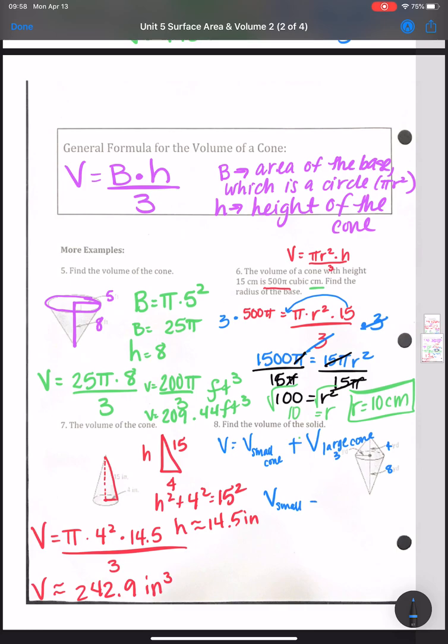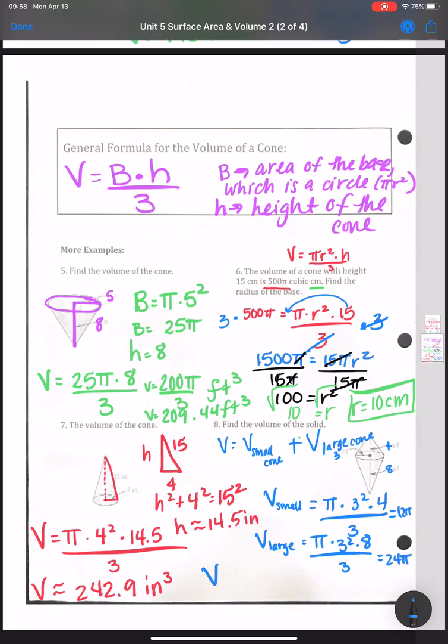So the volume of the small cone is pi times 3 squared times 4, and then I'll have to divide that by 3. So 3 squared is 9. 9 times 4 is 36. And 36 divided by 3 is 12. So this simplifies to 12 pi. The volume of the large cone is pi times 3 squared times 8 divided by 3. Again, 3 squared is 9, and 9 times 8 is 72. 72 divided by 3 is 24. So this will be 24 pi.